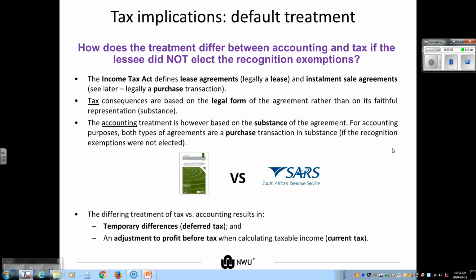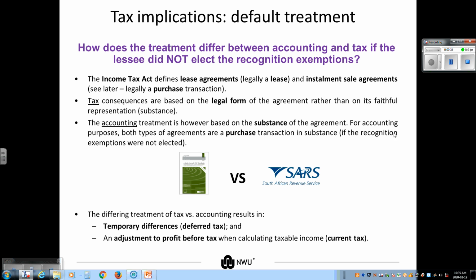We've looked at the accounting implications of the right of use asset and our lease liability. So let's look at the tax implications. SARS will actually see this lease agreement as a lease because they look at the legal form of the agreement. We as accountants will look at substance over legal form. So we will actually see this as a purchase transaction in substance.